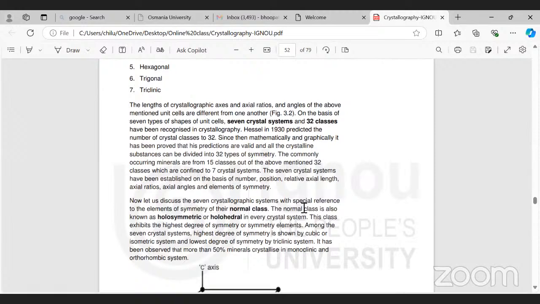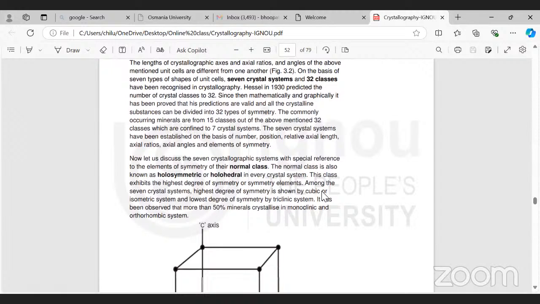Again, these seven crystal systems are divided into the 32 classes. In 1930, Hessel, a familiar crystallographer, predicted that number of classes. From that onwards, the same classification has been followed. Almost commonly we see 15 classes.